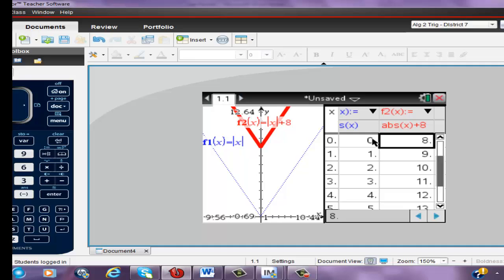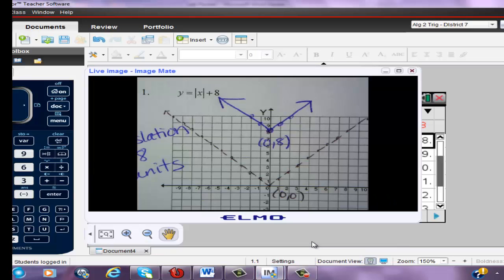And again, like yesterday, we graph the parent and child, and we'll state the transformation. This is a translation up 8 units. Okay, so moving on to the next one.